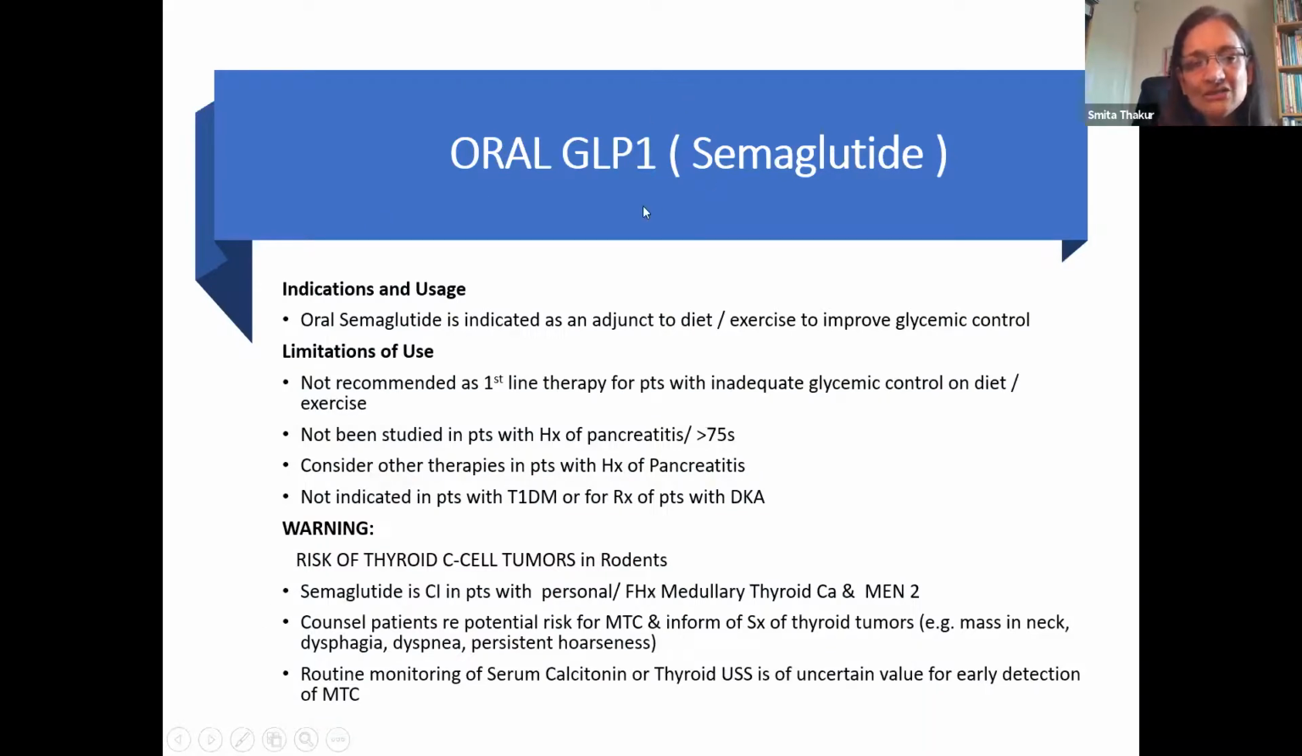We now have the game changer, the oral GLP-1, which is used as an adjunct to diet and exercise to improve glycemic control. It is not recommended as first line, nor in those with pancreatitis or over 75s. There is a risk of medullary thyroid carcinoma, or MEN2. So the patient needs to be counseled on the risk and look for signs like a mass in the neck, dysphagia, dyspnea, persistent hoarseness. It also tells us that routine monitoring of serum calcitonin or thyroid ultrasound scan is of uncertain value for early detection of medullary thyroid carcinoma.